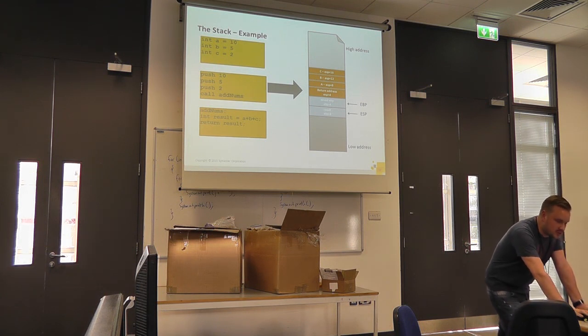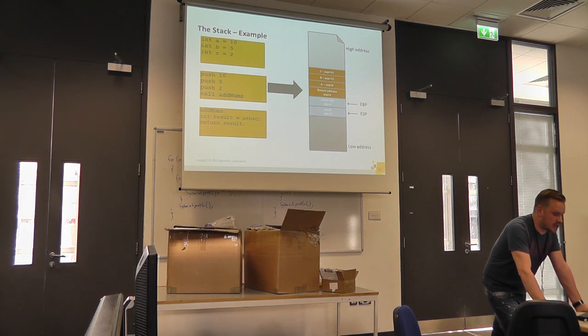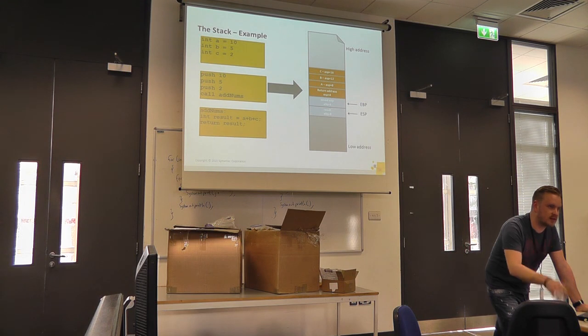Once it enters the function, it'll save the base pointer so it knows where to return execution to. And then it'll create a new 4 byte integer called result, and you'll be able to store the result in that, and then you'll be able to access that using negative values.